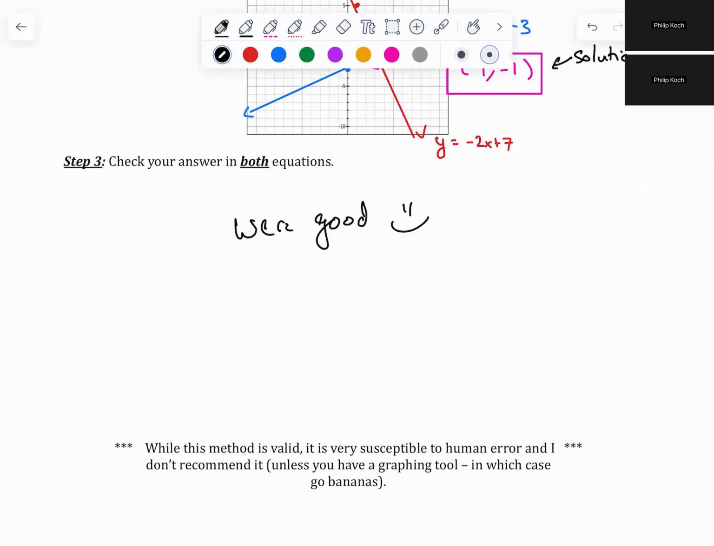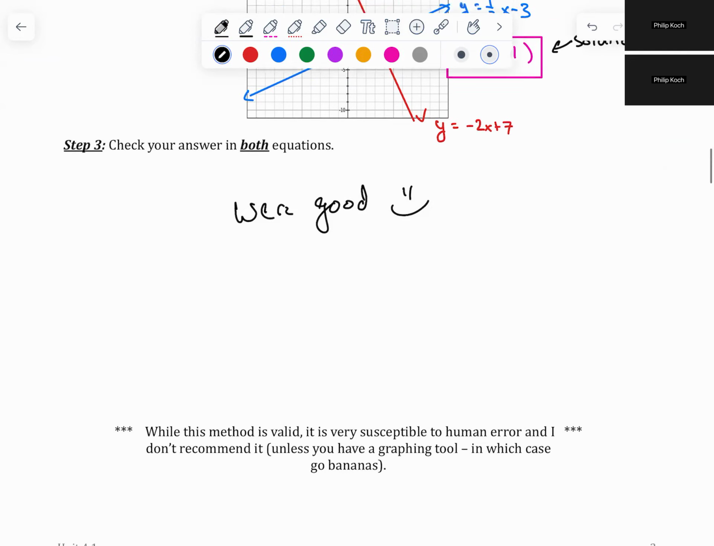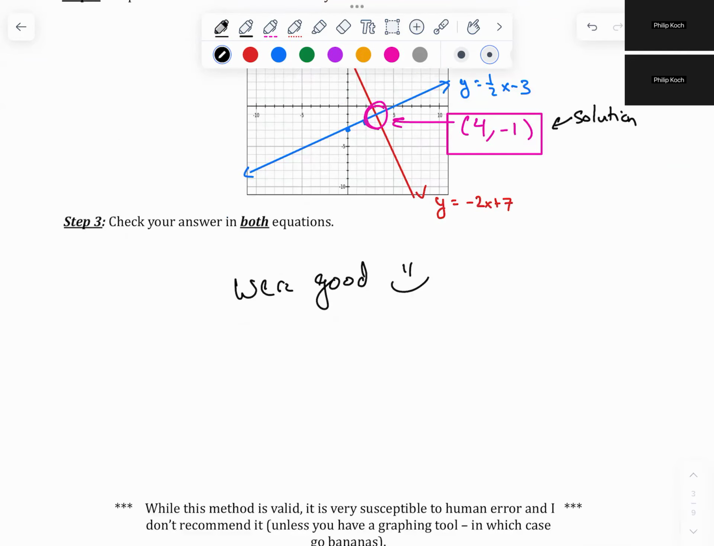Now, this method is valid. It's important geometrically and to understand what is happening. That's the main reason why I'm going over it, to show us that systems of equations, at the end of the day, is where curves intersect. But it's very, very susceptible to our caveman hands and our inability to draw perfectly straight lines. So unless you have a graphing tool at your disposal, I don't recommend this method. This is mainly a method to visualize. Important, absolutely. Useful, no. It's important to understand what it's doing, but at the end of the day, there are far better ways to solve it. So that's the most we're going to talk about it. Cool? Any questions on that?